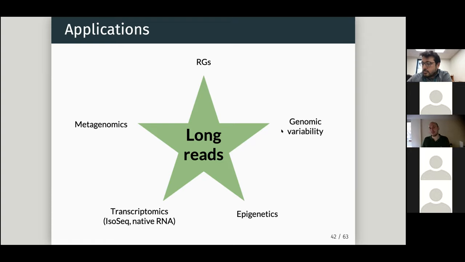PacBio particularly is the way to go, because of the read length. But of course, it will also allow you to retrieve the classical markers, SNPs, and so forth. But if you're really interested in more complicated events, inversions, and I will talk about this in a moment, or more complex mutation events, again, long reads provide the answer.